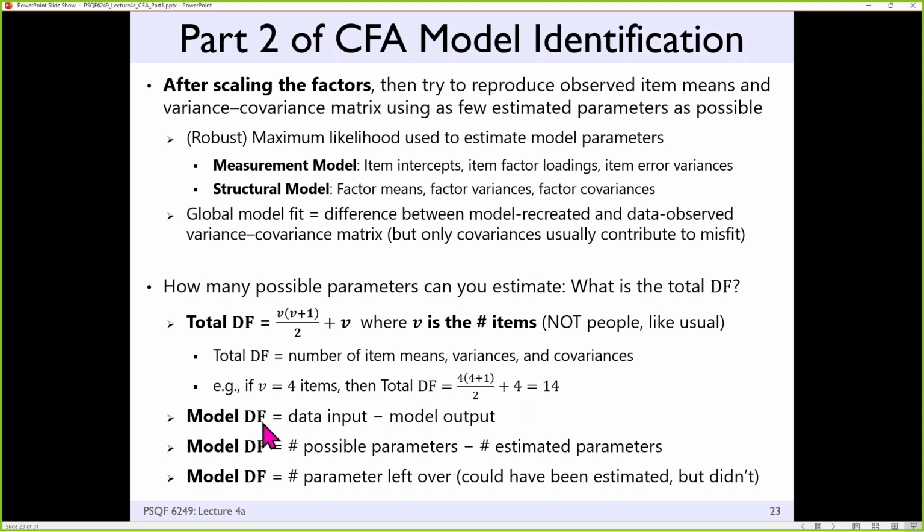So then we have to make sure that our model is identified, is solvable, because it has not negative degrees of freedom. So you can think of this as data input minus model output, or number of possible parameters based on the number of variables minus the number estimated. So number left over is degrees of freedom. Number of things you could have estimated but did not, relative to how much data you have.